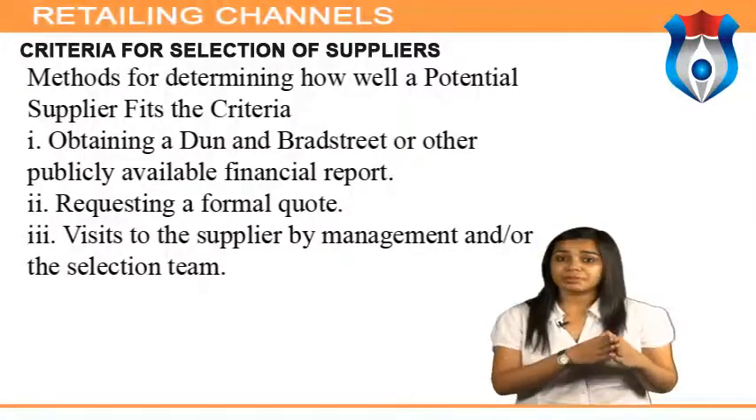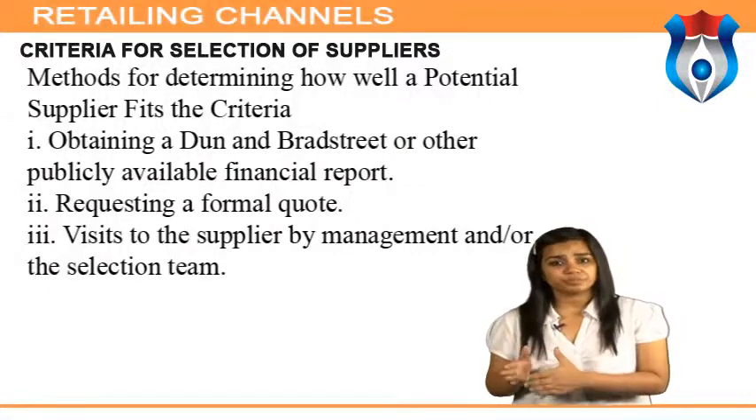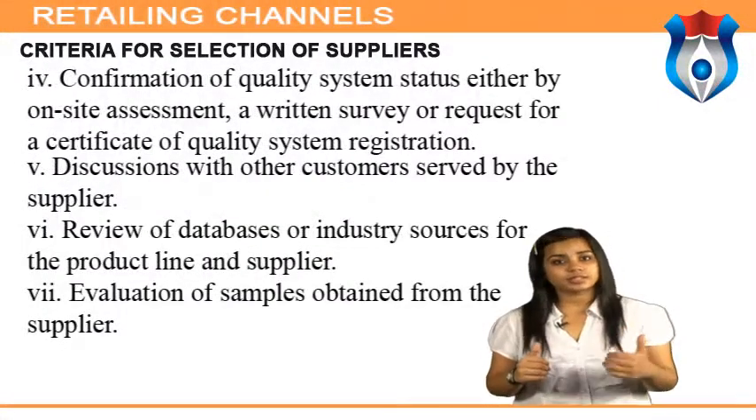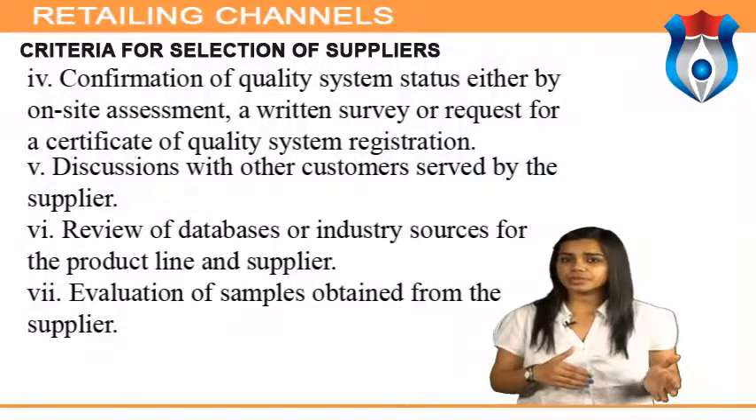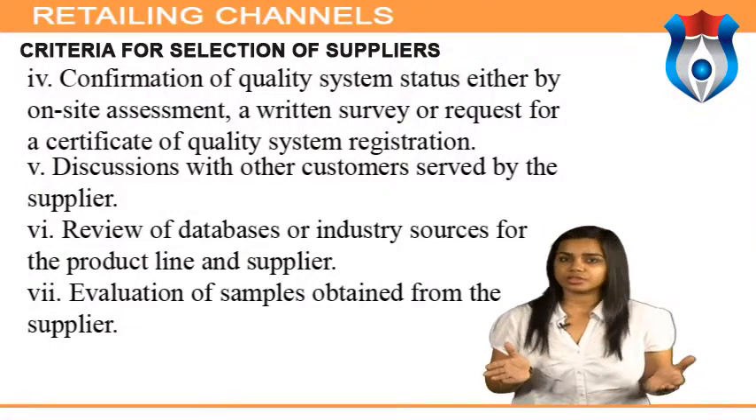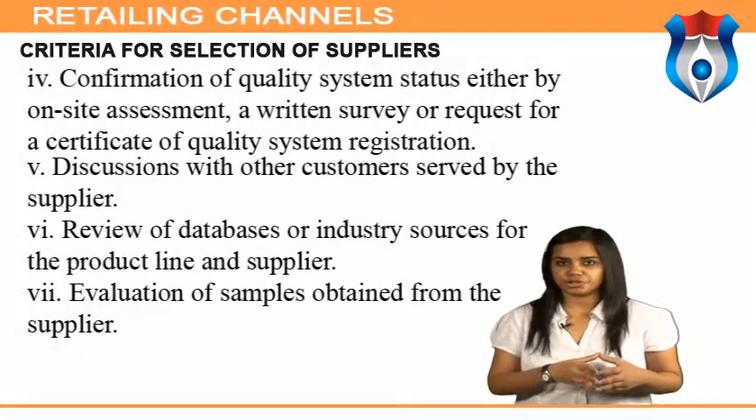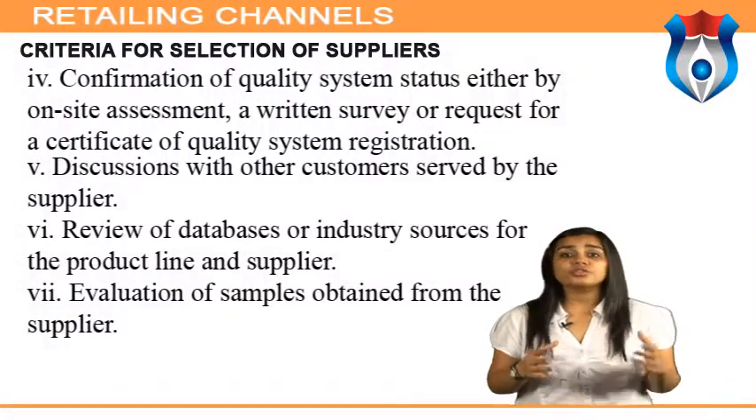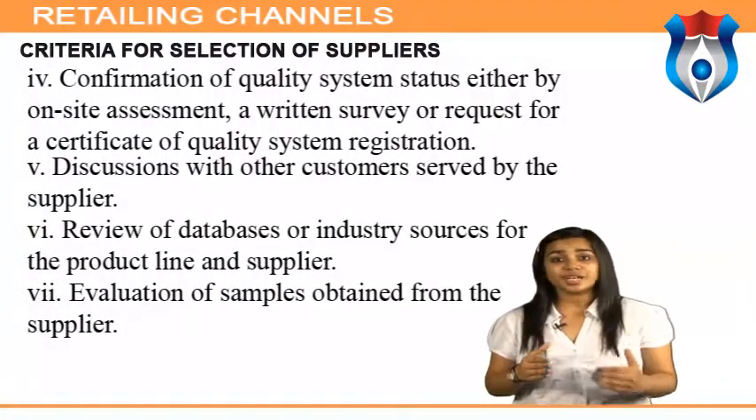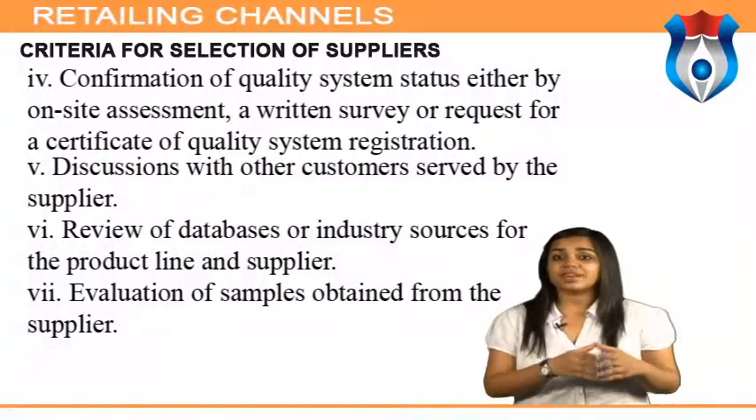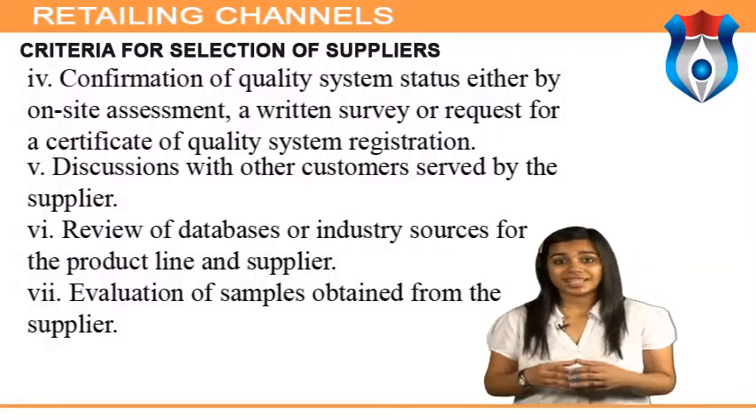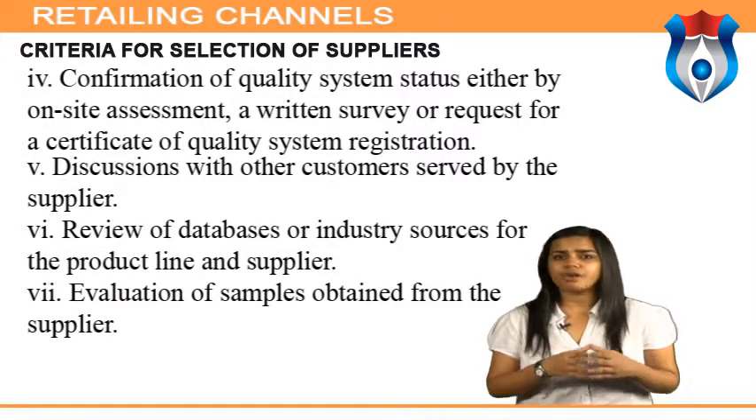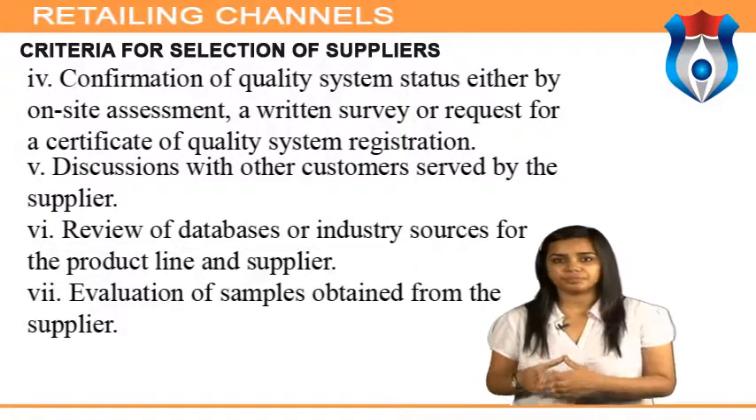Visit to the supplier by management and/or the selection team. Confirmation of quality system status either by on-site assessment, a written survey or a request for a certificate of quality system registration. Discussions with other customers served by the supplier. Review of databases or industry sources for the product line and supplier. Evaluation such as prototyping, lab test or validation testing of samples obtained from the supplier.